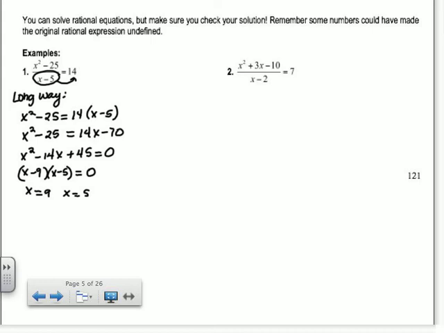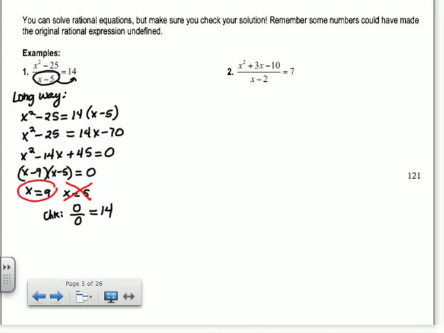Okay, but when you go back and check in your original, 9 works. It will work out. It makes 14. But what about 5? Yeah, you get 0 over 0 equals 14 when you check. Okay, and that doesn't work. 0 over 0 is undefined. We don't know what that is. So that means 5's gone. It's not an answer. 9 was your only answer.